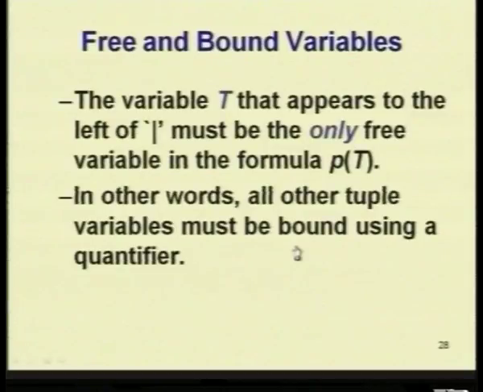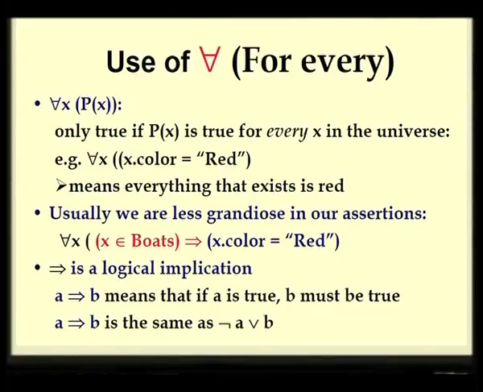Now let us go a little more in detail about for all. Remember, this is a quantifier, also called the universal quantifier. So, for all x, P of x is only true if P of x is true for every x in the universe. As far as the database is concerned, the universe means whatever tuples are there in that particular relation. So, for example, if I say for all x, x dot color is equal to red, it means that whatever x is, we are not telling what x is, everything that exists is red.